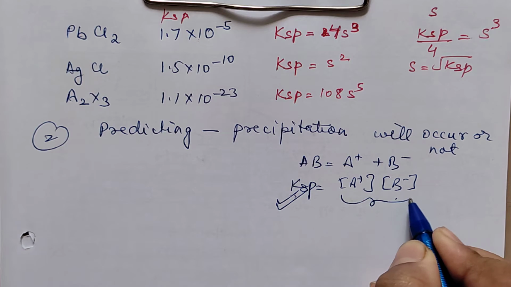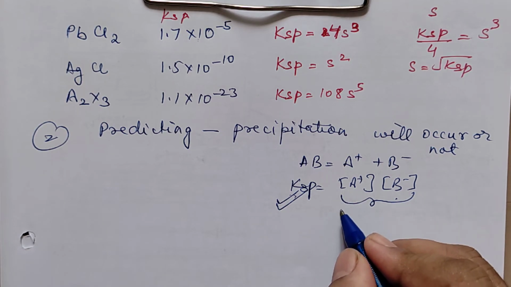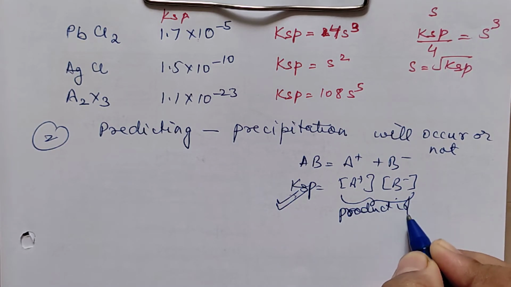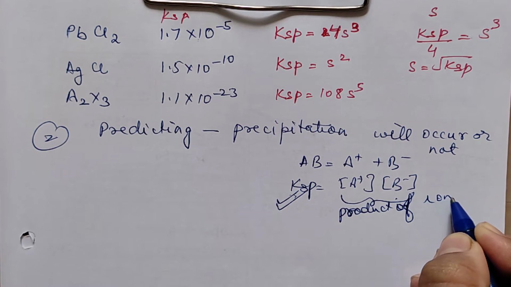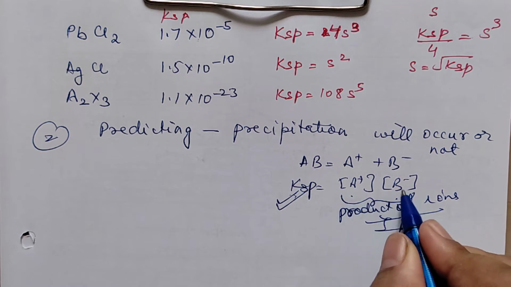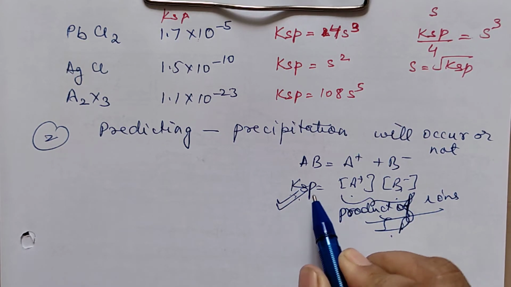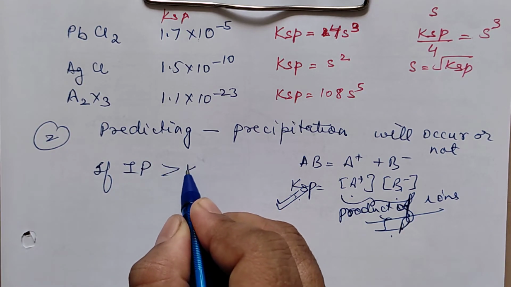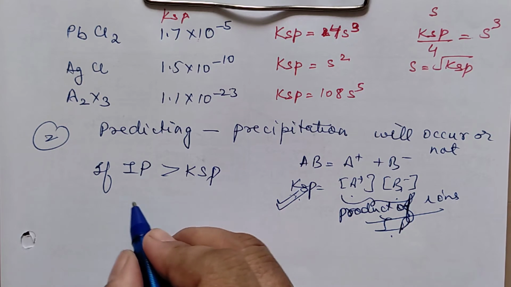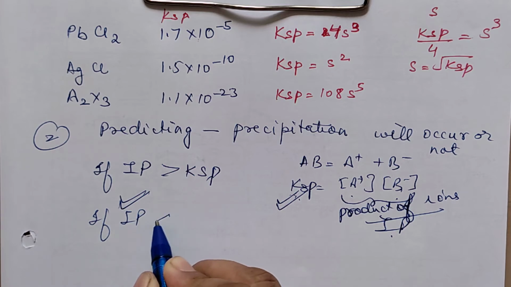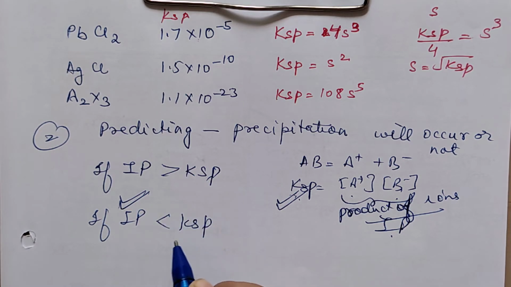These are the ions, so this product is called the product of ions. Basically we can say this is nothing but the ionic product, and this is the Ksp value. If the ionic product value is greater than the Ksp value, then precipitation will occur. If you find that the ionic product is less than the Ksp value, then precipitation will not occur.